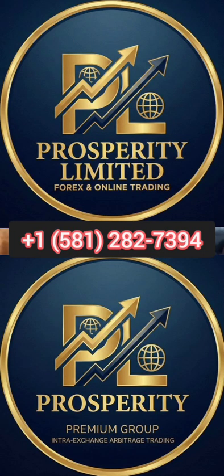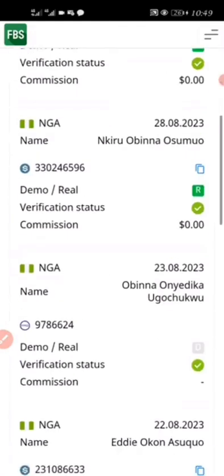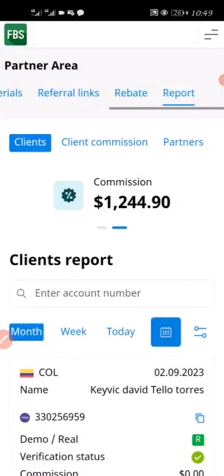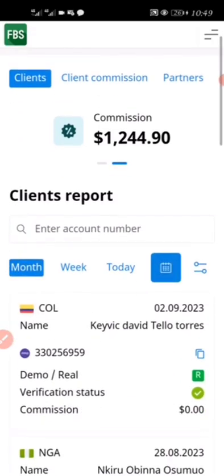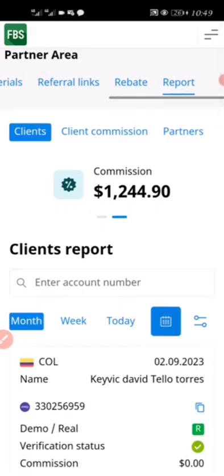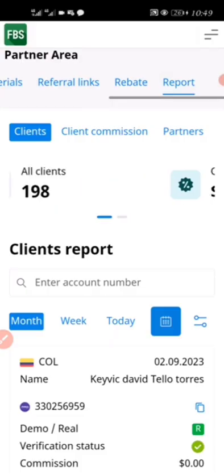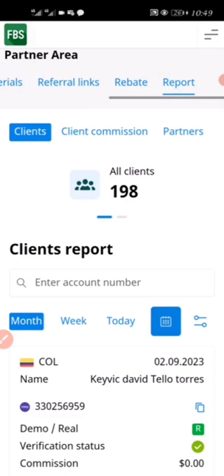I just want to log into my account and show you how much I've made so far with FBS. Okay, alright, this is my account. You can see I've made close to $1,300. And this is all my clients.